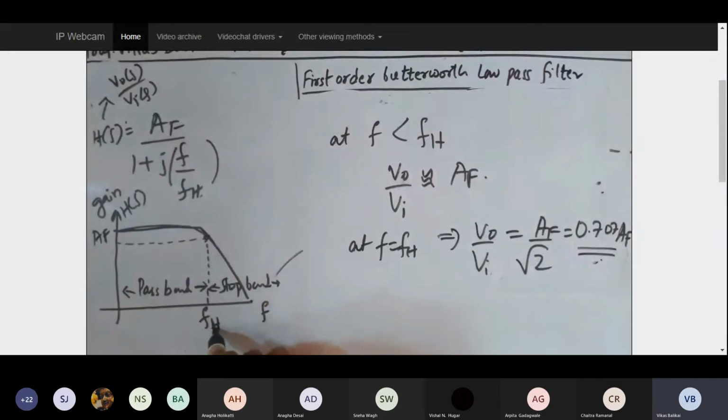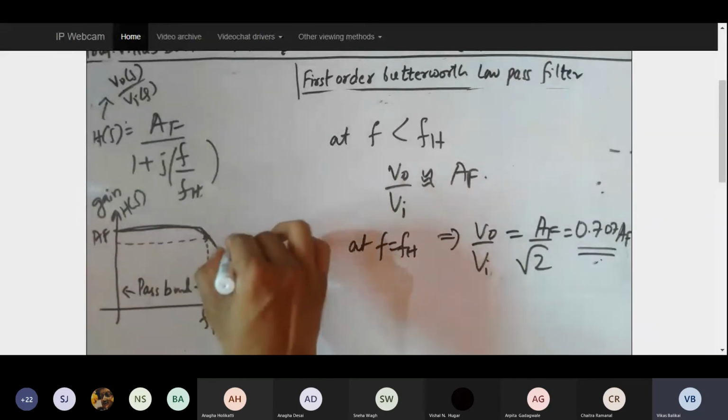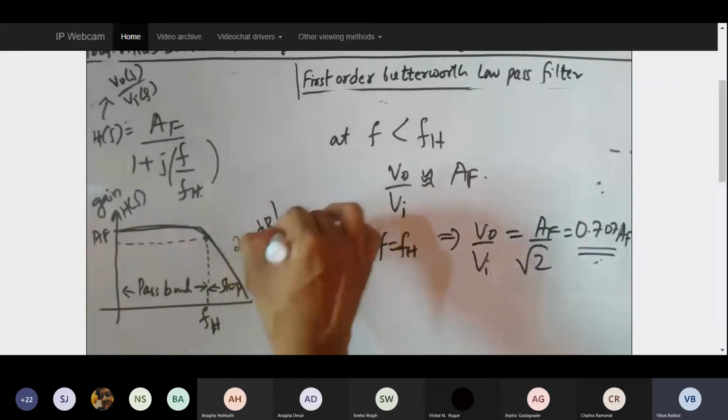You can say the definition of FH is that particular frequency at which the gain is going to decrease to 0.707 times AF. So beyond FH, the gain is going to decrease completely. If I increase the frequency by 10-fold, the voltage gain is divided by 10, or in other words, the gain is going to decrease by 20 dB per decade increase in the frequency.